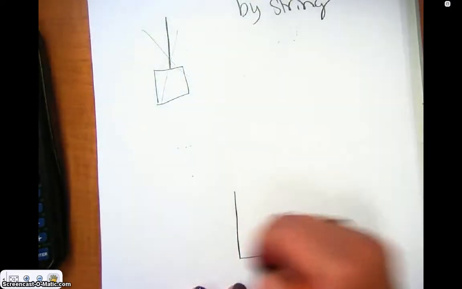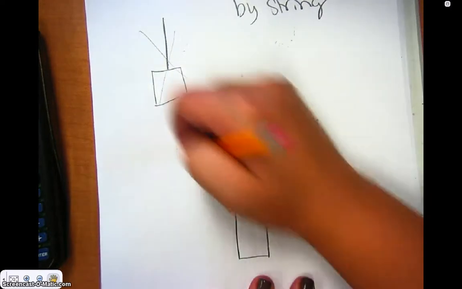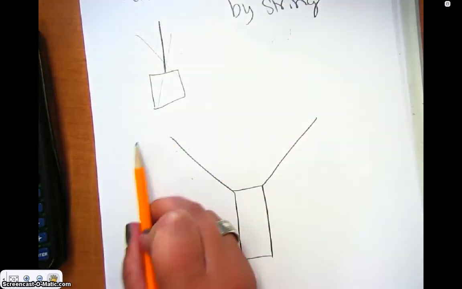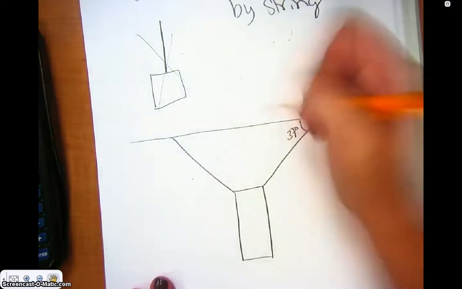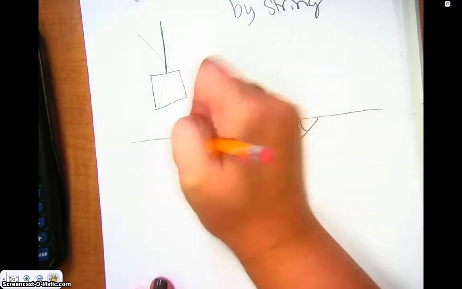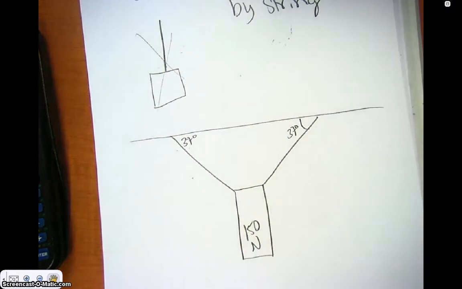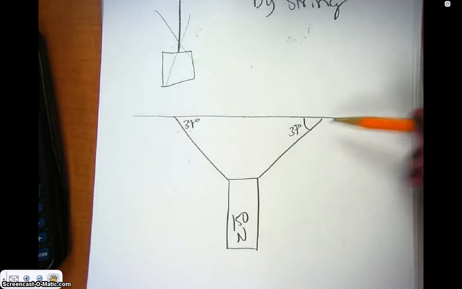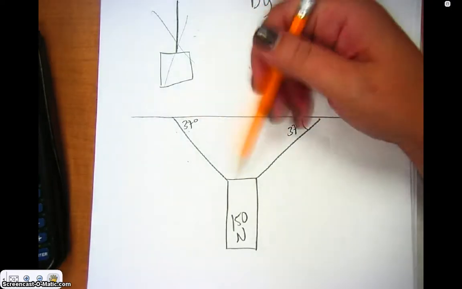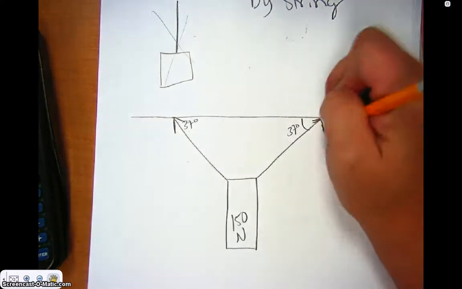So let's say I have a stoplight, and let's say the stoplight is hanging from two cables, and the cables are each at an angle of 37 degrees. And let's say that the stoplight weighs approximately 150 newtons. Could I figure out the tension in each one, or the amount of tension in each one of these cables holding up this sign? And the answer is yes.